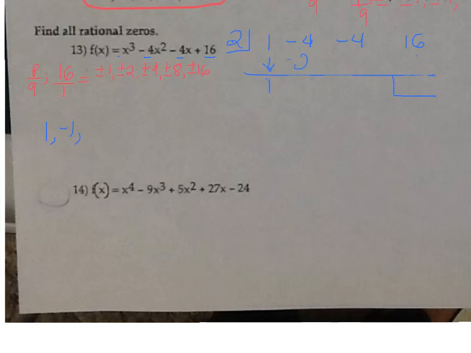1 times 2 is 2. And you can keep that work on the paper if you want to. You can do that, no problem. -4 and 2. -2 times 2. -4 and -4. -8 times 2 is -16. So that is a 0. Now that's one of the zeros, right?